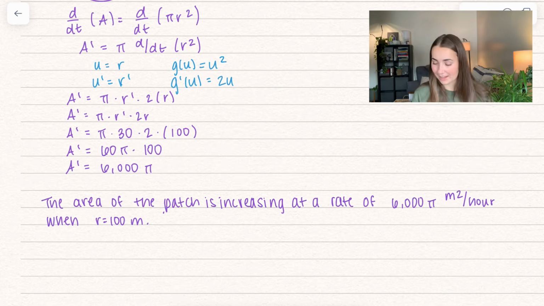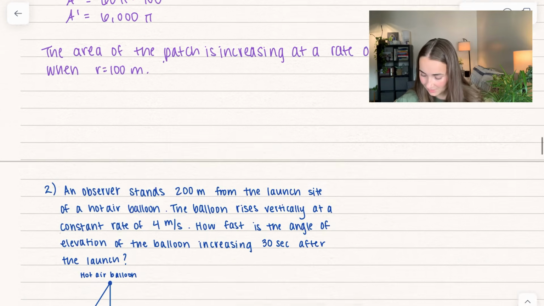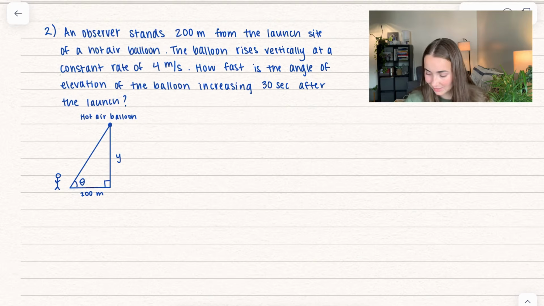Alrighty, so I have that written out all nicely here. The area of the patch is increasing at a rate of 6,000 pi meters squared per hour when the radius is 100 meters. Alrighty, we have one more example here, and we're going to use some trig, everybody's favorite.